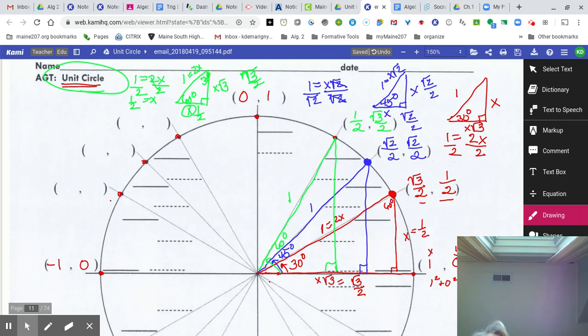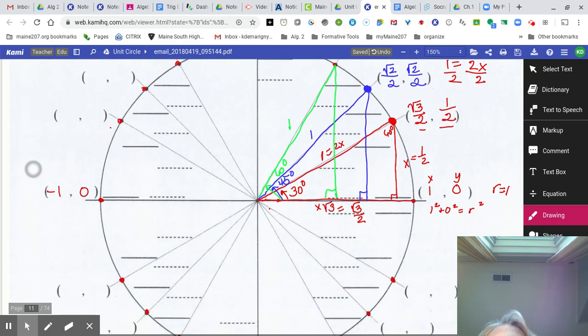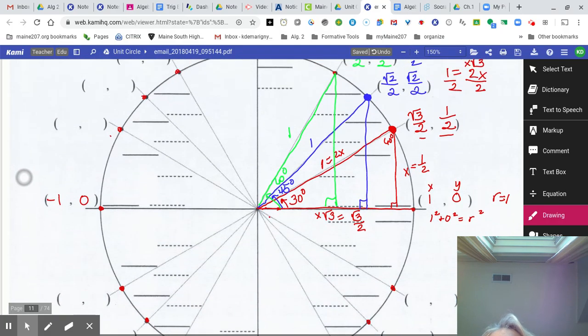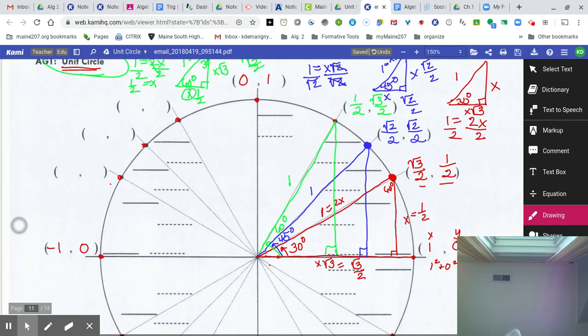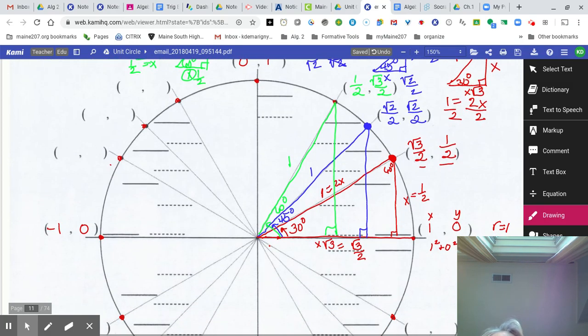Now, the cool thing about this unit circle is that it's the same all the way around. The exception is you have to pay attention to whether you are moving to the left and up, to the left and down, or if you're moving to the right and down. The reference triangles are all the same. This is what I love about this.